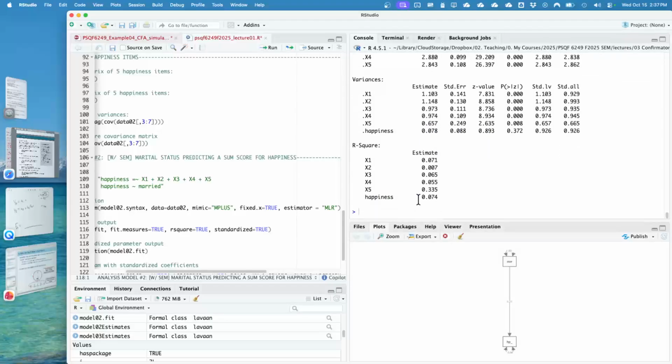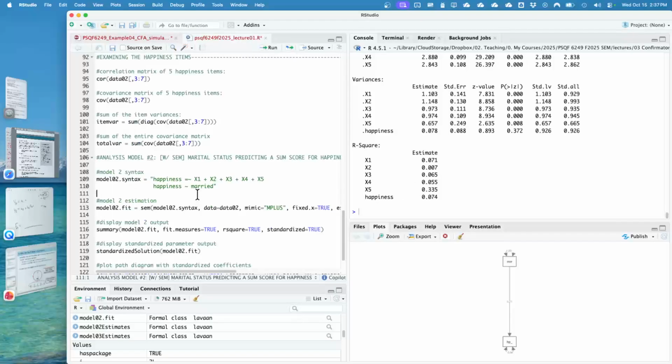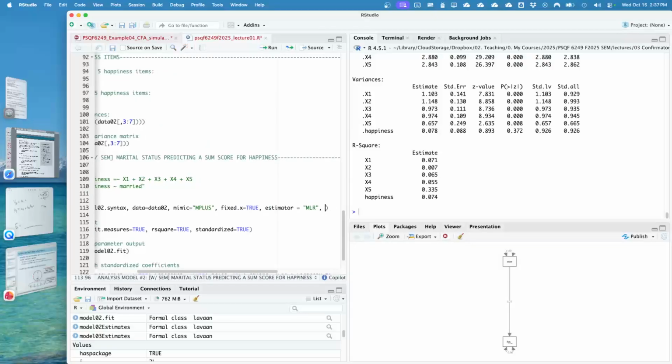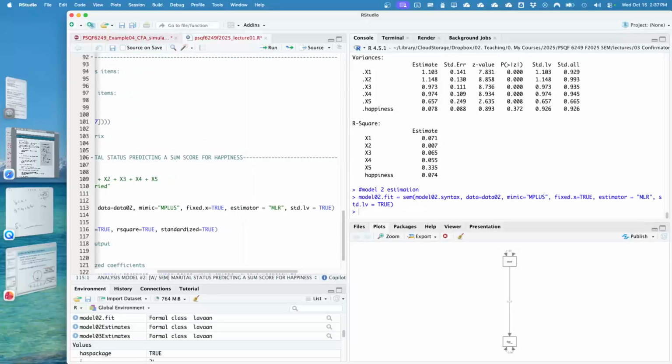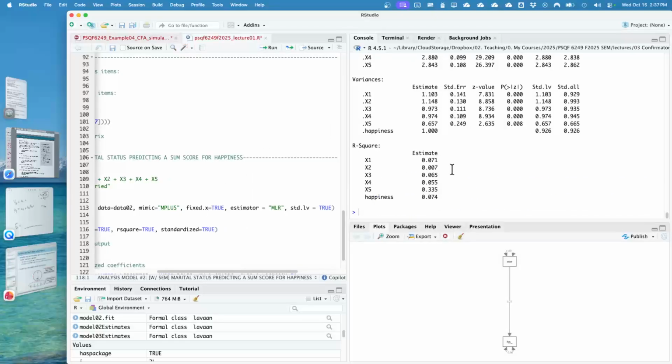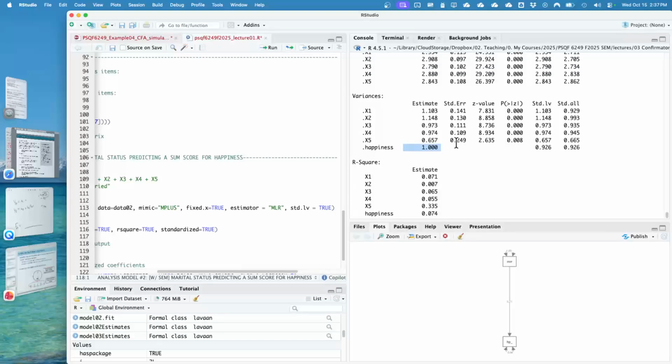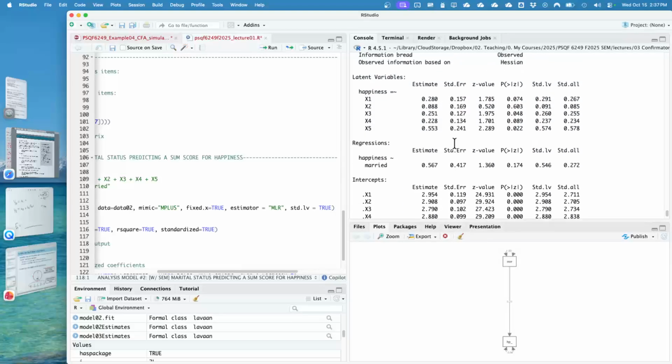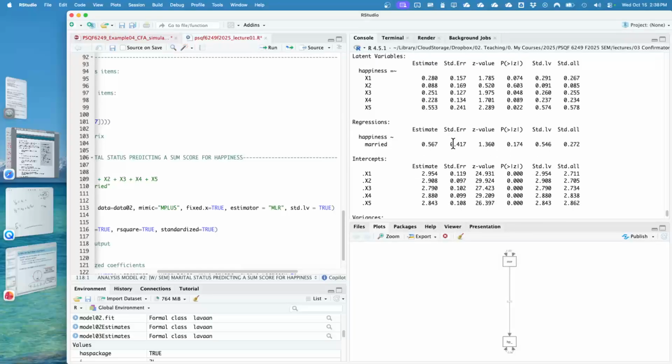And when we do that, we can say that we explain 7.4% of happiness by marital status. Now, what would happen if I did std.lv? Now, once again, that R squared is 0.074, so it's still the same model. Your variance of happiness now is 1, but the parameters have changed.